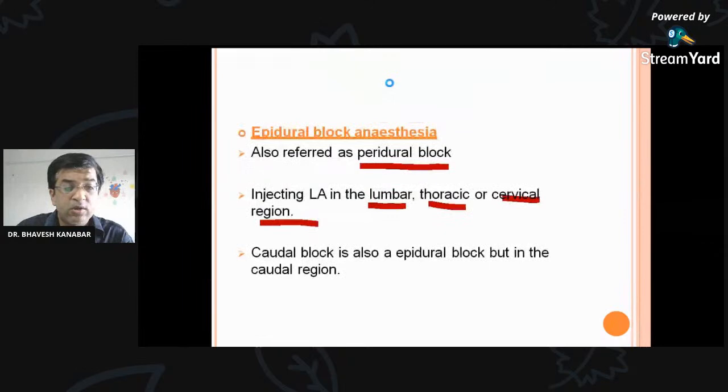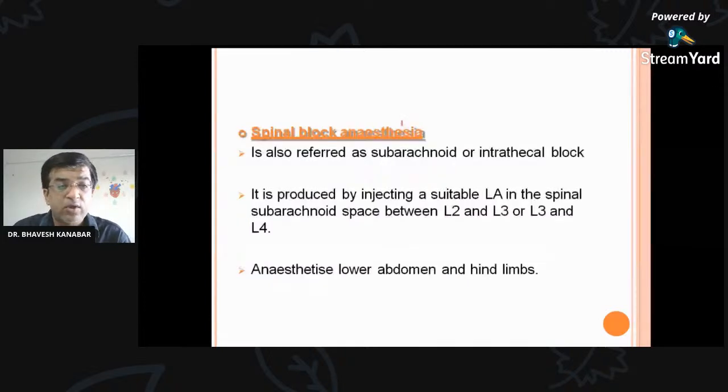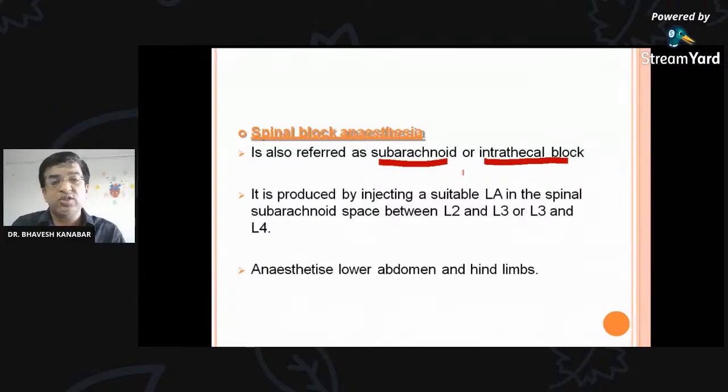In epidural block, the block is given over the lumbar, thoracic, or cervical region. Caudal block is also given as an epidural block, but it is in the caudal region. Most commonly the epidural block is given in the lumbar region. Then spinal block anesthesia is also referred to as subarachnoid or intrathecal block. From the name, this region itself is blocked.